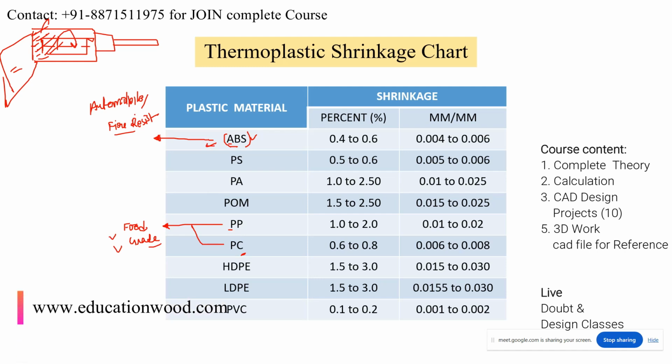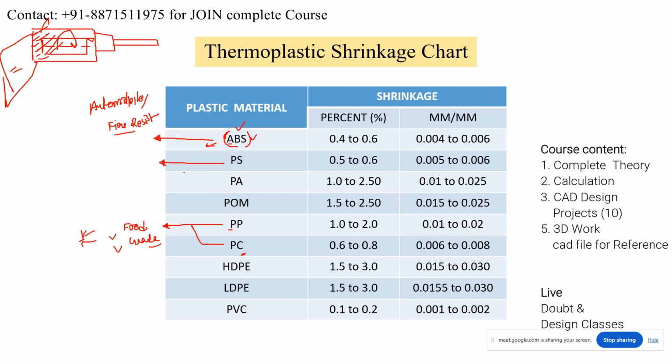Understood? This is very important, so you should have knowledge about the properties also. For example, if you have a customer and the customer says, sir, can we use ABS material for food, for a tiffin or any type of bottle component? You have to give the suggestion to the customer that, sir, you should use PP or PC material because this is the food grade material. We cannot use ABS or other material for that component. So you can suggest that. Understood?